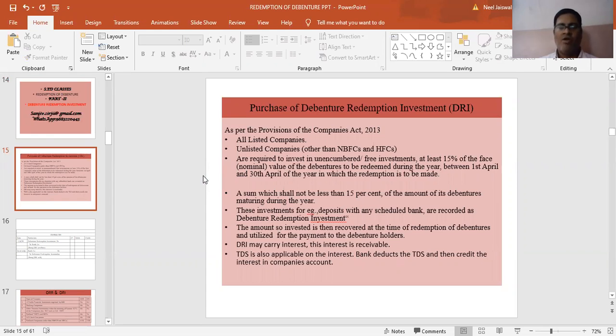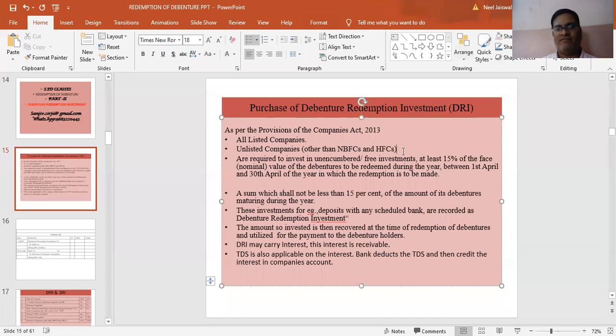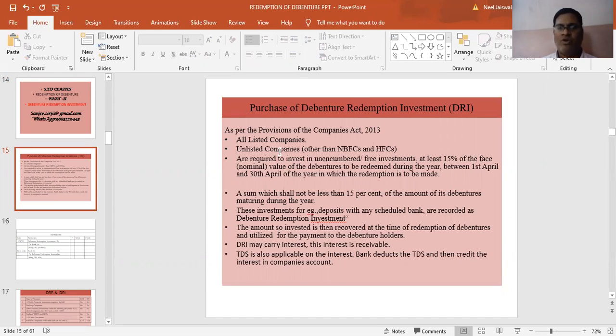Which companies are required to make this DRI, or debenture redemption investment? Not all. Only the listed companies, as per the provisions of the Companies Act. All listed companies and unlisted companies other than NBFCs and HFCs. So in a nutshell, investment is required to be made by those companies which are not financial in nature, which means they are not financing companies. They are not non-banking finance companies. They are unlisted manufacturing companies, listed manufacturing companies, infrastructure companies, private companies, etc.